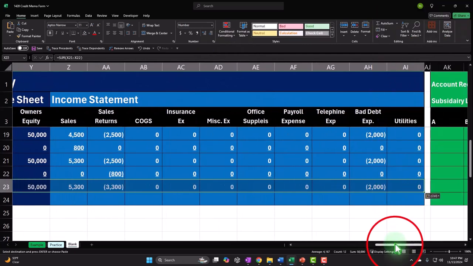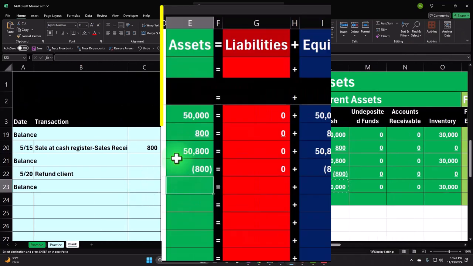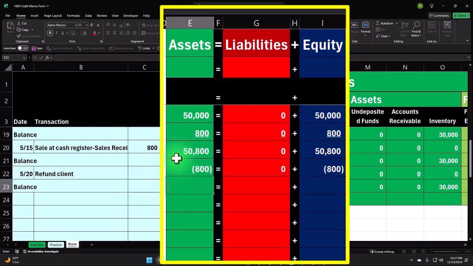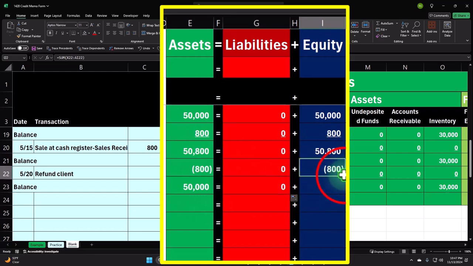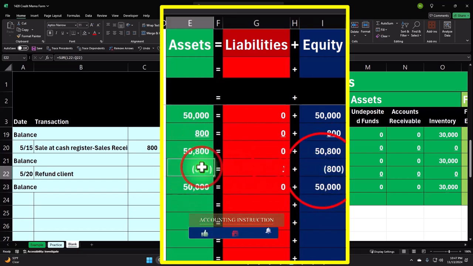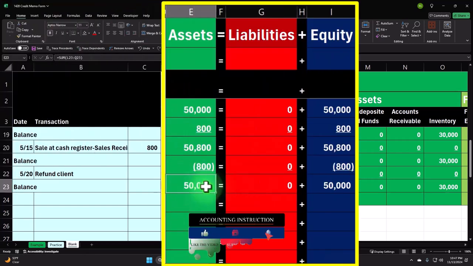Okay. And then there we have it. Let's add a balance. Summing it up, equal, well, wait, I'm just going to copy it down. Copy it down, it should sum it up. And we're back in balance. So once again, we're right where we started after all this time.